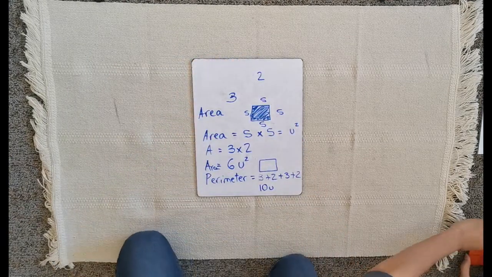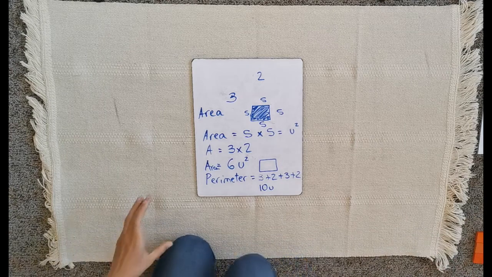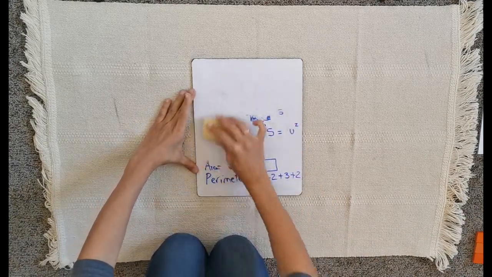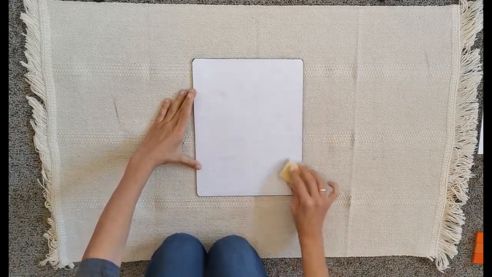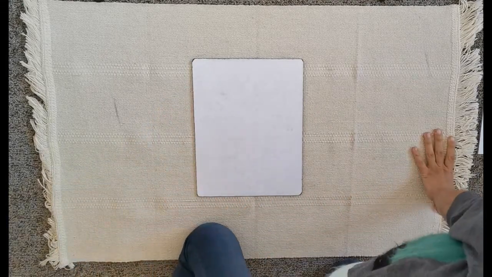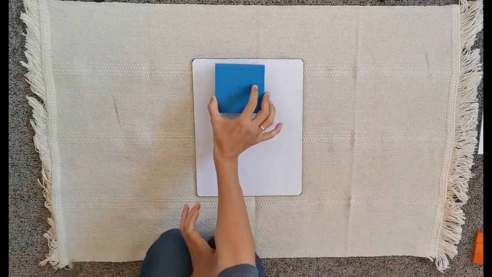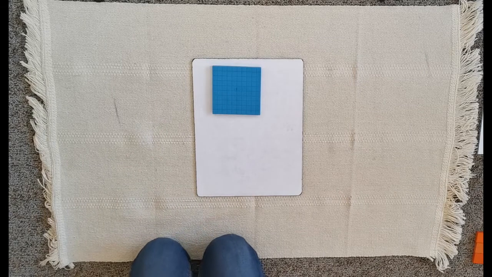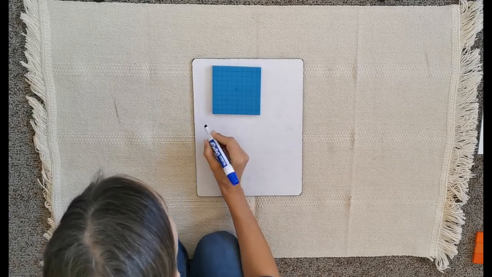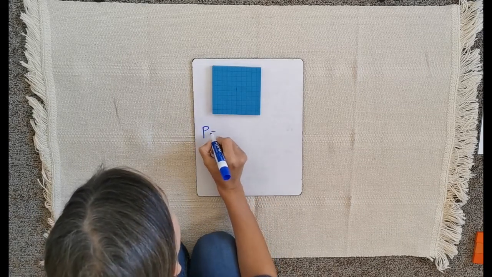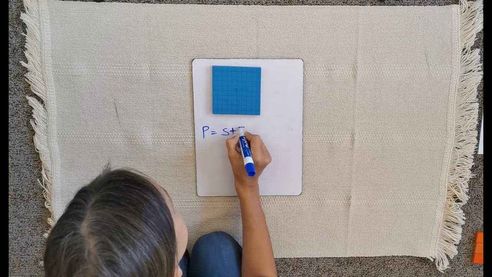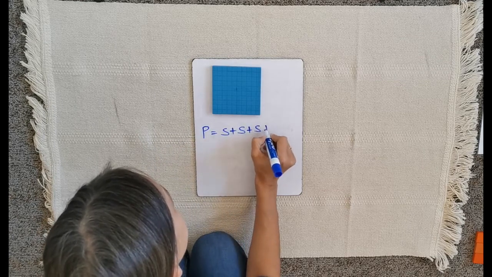So what you need to do? Let's see with an example. Or another example, guys. With this one. A ver. Perimeter, side plus side plus side plus side.